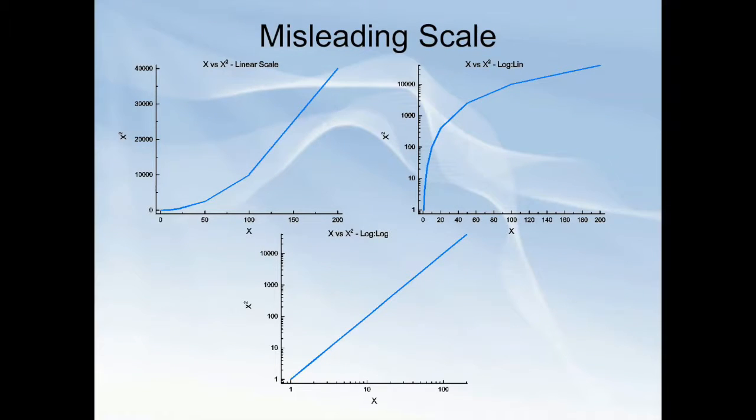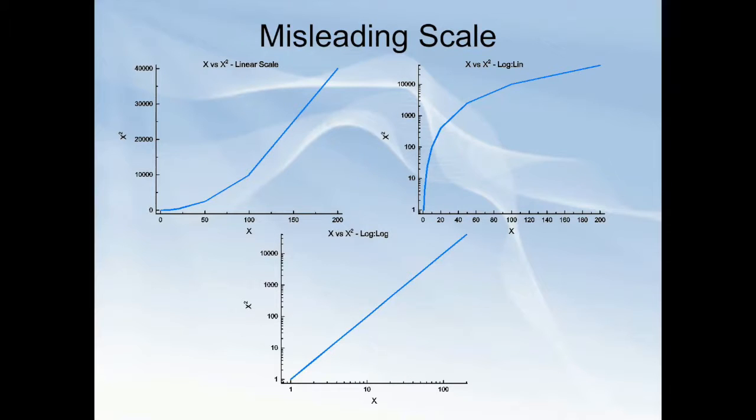Would you believe that the three graphs shown here are of the same data? Well, they are. On the x-axis, we have a number, and on the y-axis, we have that number squared. Therefore, each graph is a graph of x versus x squared. However, the scales on the three graphs are each different. Starting in the top left corner, we have a graph with linear scales on both axes. In the top right corner, we have a graph with a logarithmic scale on the y-axis and a linear scale on the x-axis. In the bottom center, we have a graph with log scales on both axes.